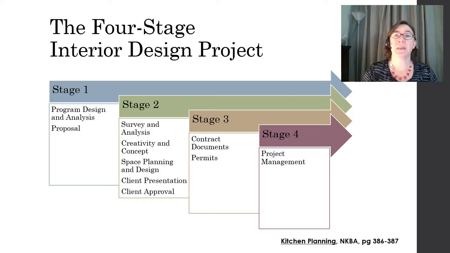So that was specific to the NKBA, but you might be more familiar with this. It is the 4-stage interior design project, starting with stage 1, program design and proposal. Stage 2 is kind of the fun part, creativity, concept, space planning. All of that planning and design leads to a client presentation and approval to move on. Stage 3 is where you flesh out those contract documents. Remember the detail, detail, detail piece, and get your permits. And stage 4 is the project management.